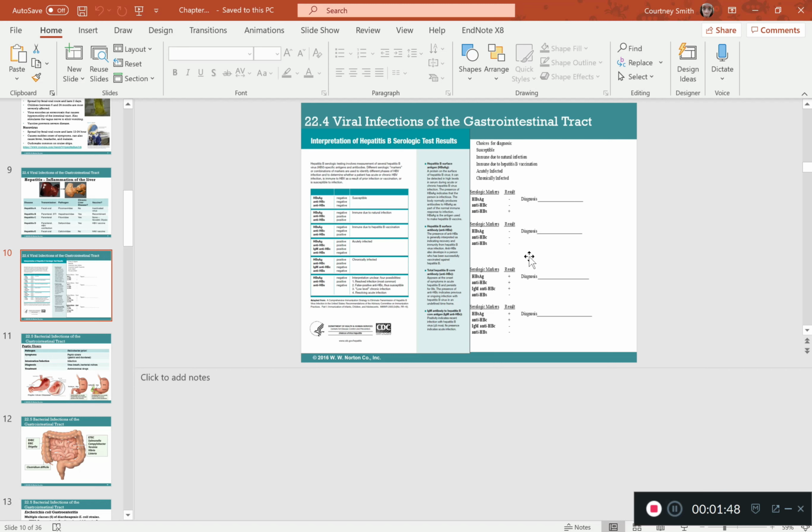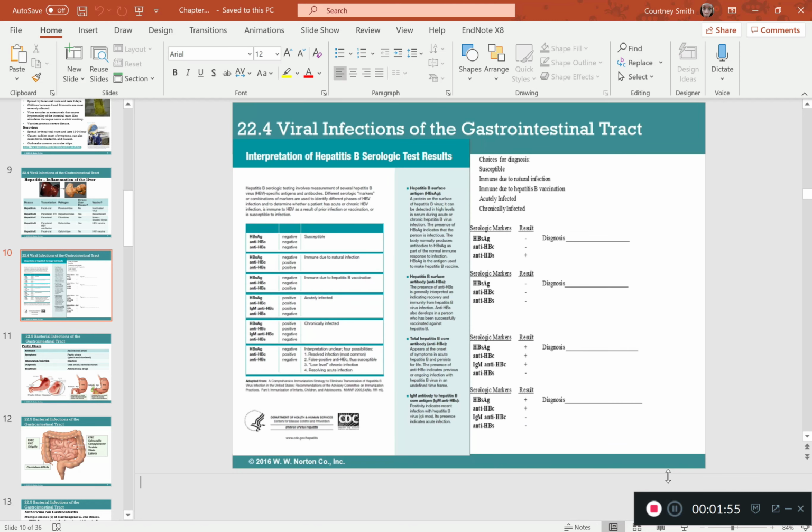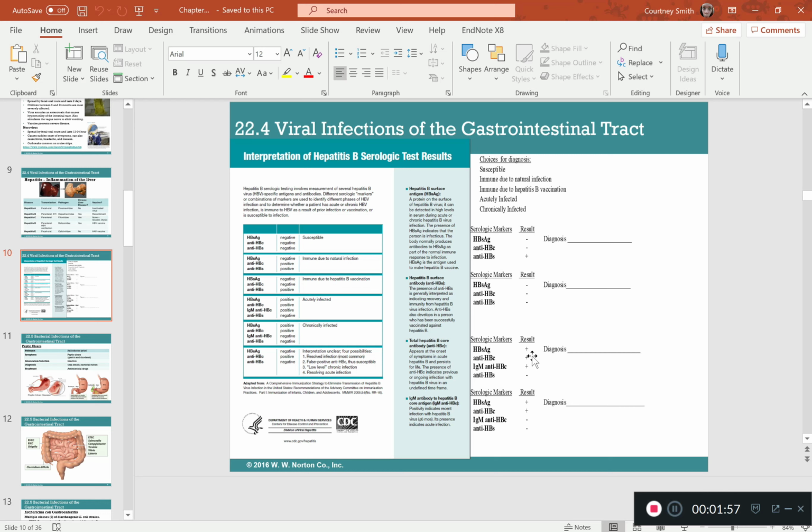So let's do the third one. Let me make this slide bigger. The third one shows positive, positive, positive, and negative results. Positive, positive, positive, negative results means that you have been acutely infected. That is what I would want you to be able to tell me based on those results in terms of hepatitis. So that is what number 2 goes over.